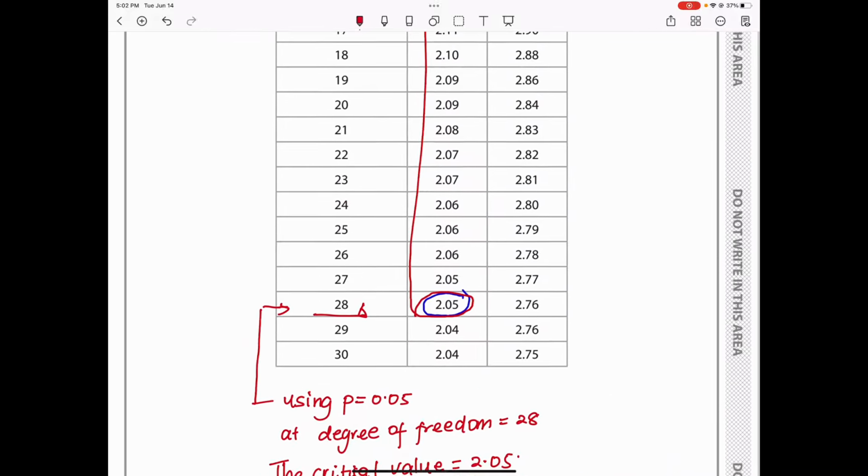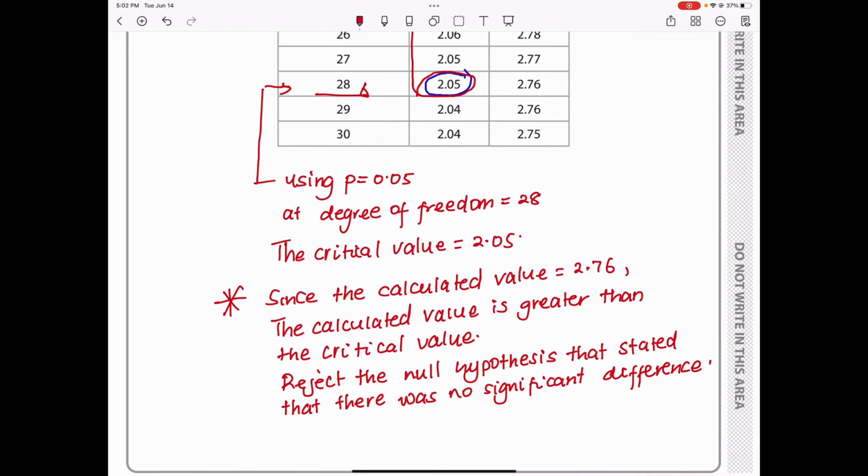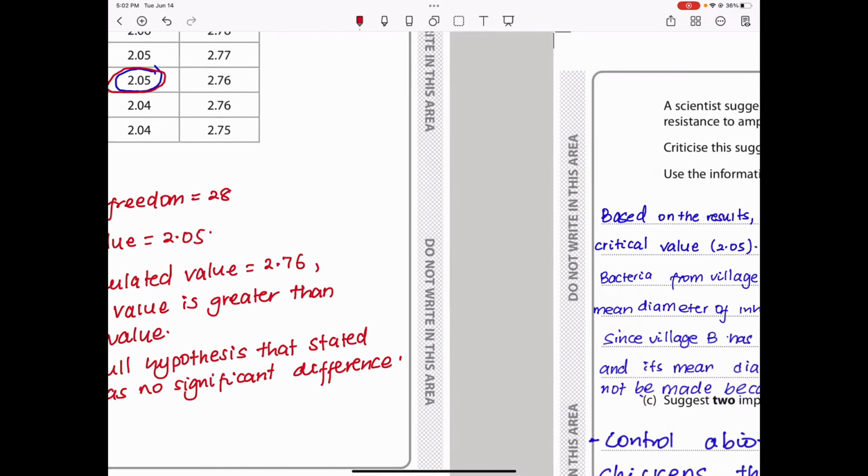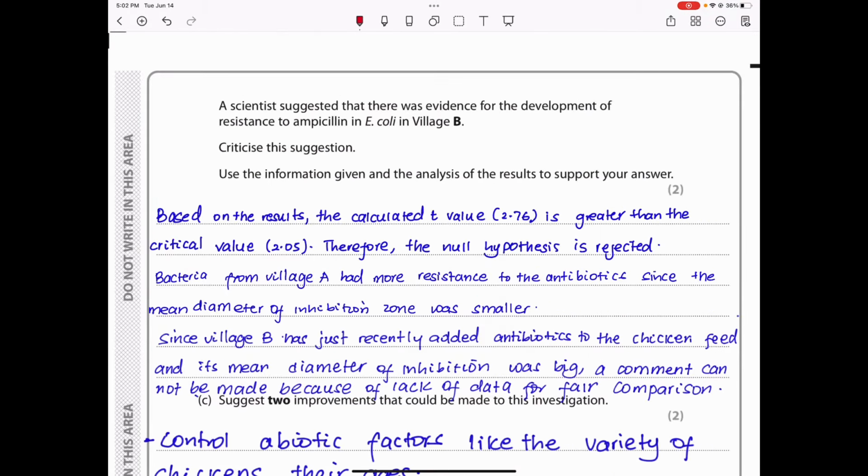The next part, I'm going to leave for those of you who want to read it, just to show you, but I'm not going to talk about it now because it's just simple notes I put there. They say a scientist suggested that there was evidence for the development of resistance to ampicillin in E. coli in village B. Criticize this suggestion, using the information given and analysis of the results to support your answer. You can see that the critical value was 2.05, and the calculated value was 2.75.